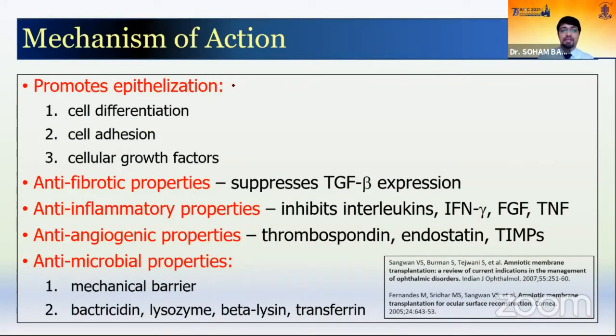The amniotic membrane promotes epithelialization through cellular differentiation, cell adhesion to the underlying surface, and cellular growth factors. It has antifibrotic properties by suppressing TGF-beta expression, anti-inflammatory properties by inhibiting the interleukins, interferon, TNF, and FGF, anti-angiogenic properties mediated through thrombospondin, endostatins, and various metalloproteinases, and antimicrobial properties by forming a mechanical barrier itself. And then you have lysozymes, bactericidin, beta-lysine, and transferrin.